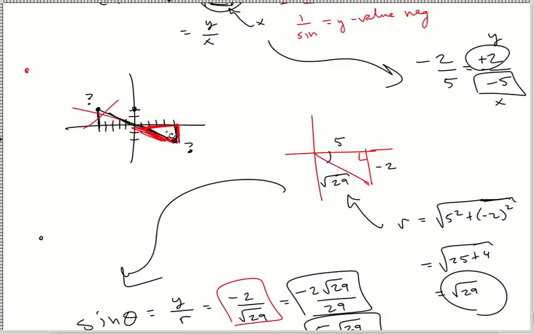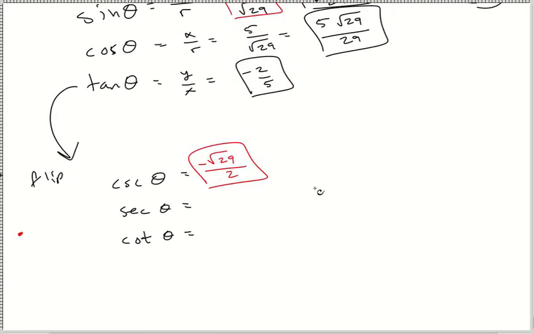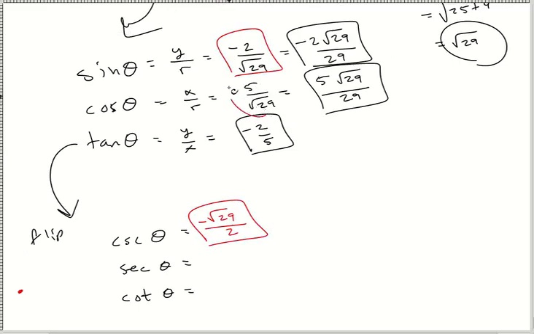Again, I don't know which one it's going to be. Is it a negative in the top or the bottom? I don't know, and it doesn't really matter. For this one, I'm going to flip this guy. Flip it. 29 over the 5. And then this guy's easy to flip. Negative 5 halves.